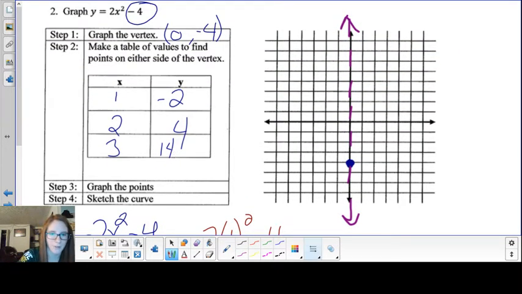So we're going to go ahead and graph these guys. I have 1, -2, 2, 4, and 3, 14. That guy's not going to be on there. Let's do my reflections. So if this guy is down 2 to the right 1, this guy is going to be down 2 to the left 1. This guy is right 2, up 4. This one's going to be left 2, up 4. Okay, to connect our dots.